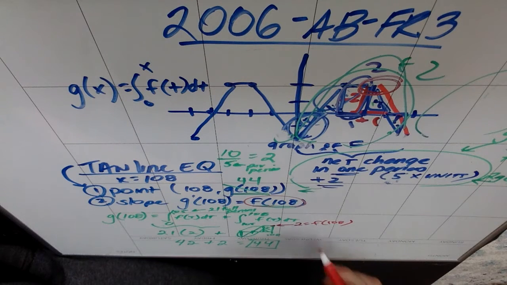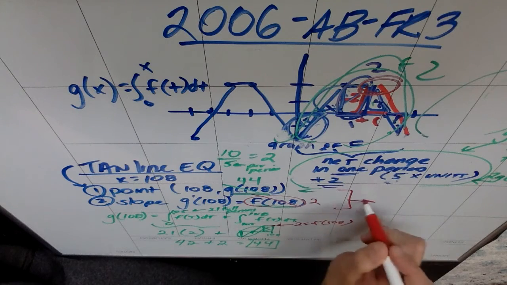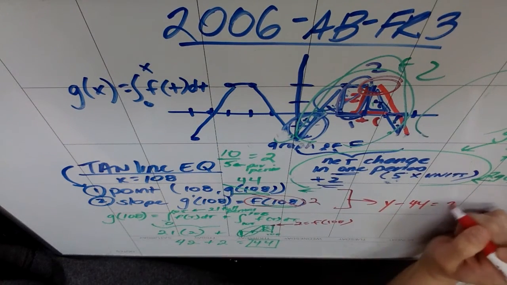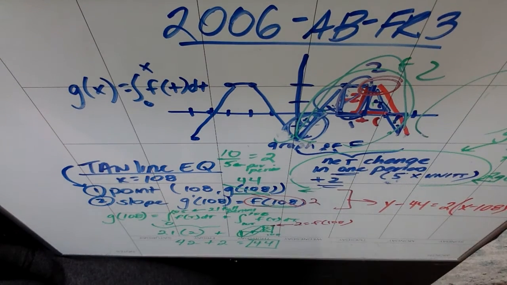Once you know f of 108 is a 2, you now know the other piece of information you need, which is your slope. So your answer is y minus the y value equals m, my slope, which is 2, x minus the x value, which is a 108. Now, if they had asked you to solve for y, you would have to do so, but they didn't, so that's okay as your answer.